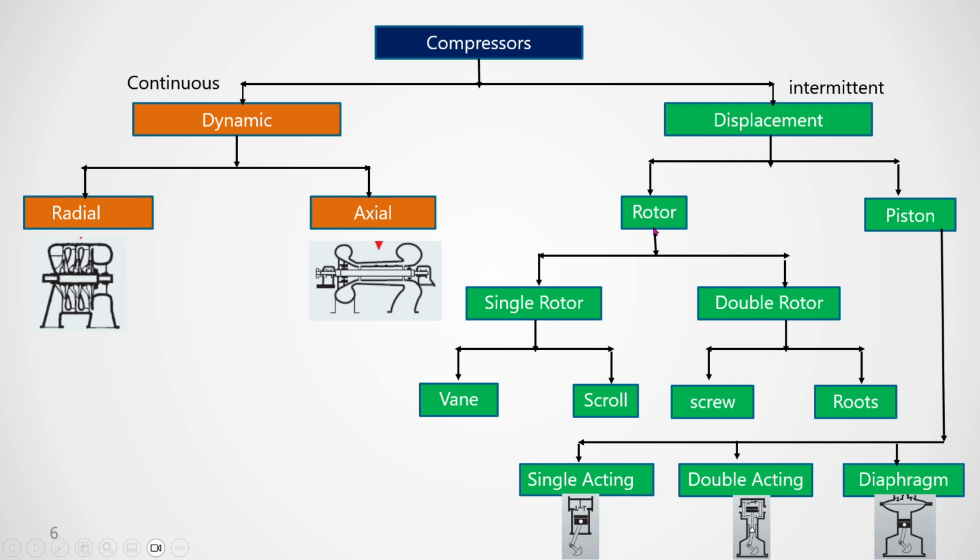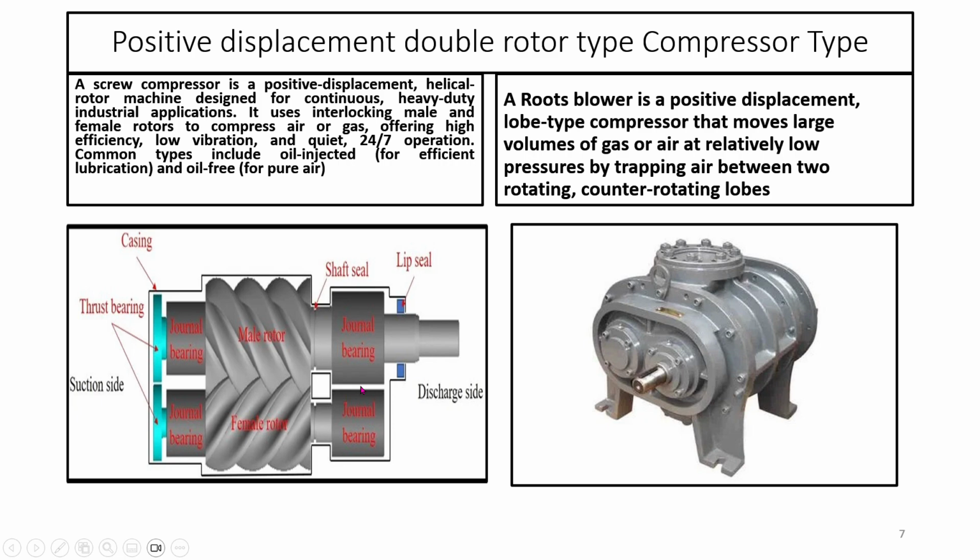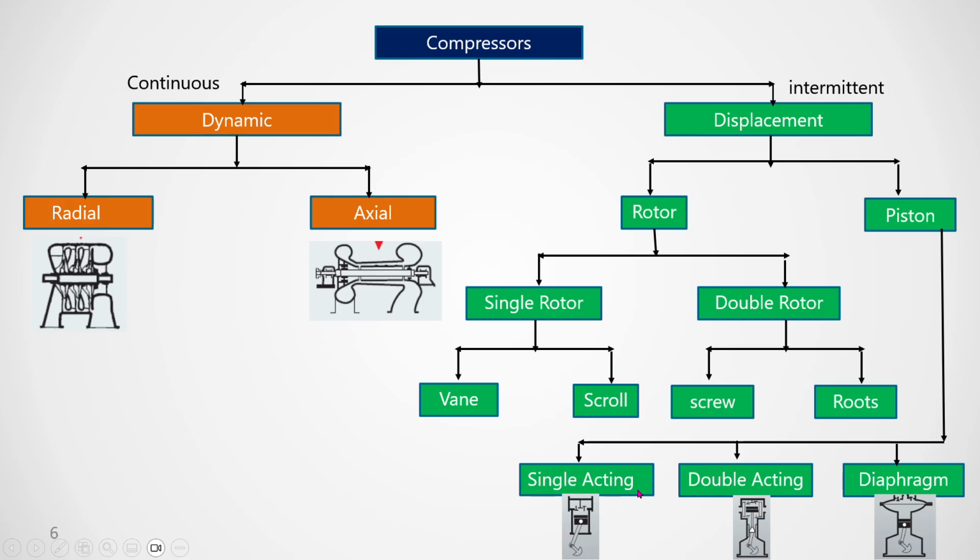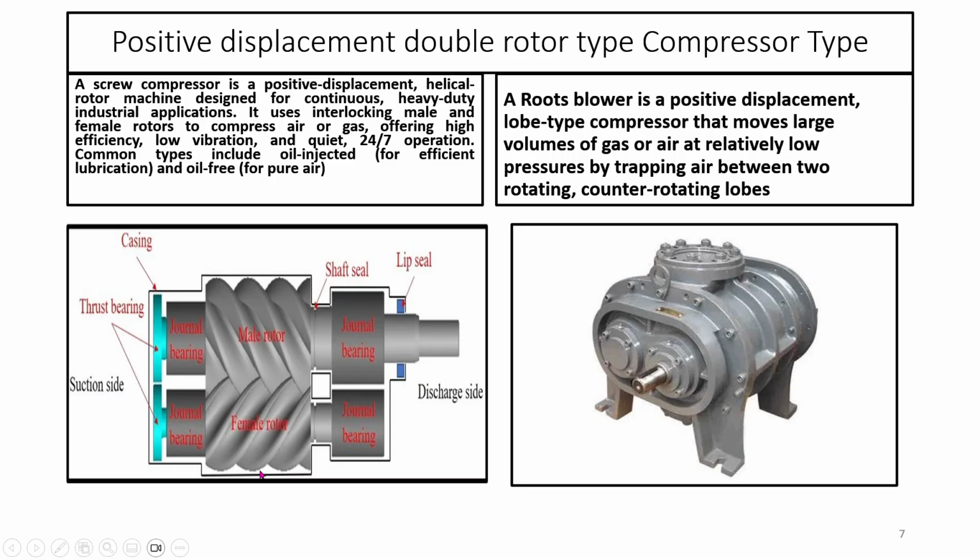And rotor type, that is a single rotor, which is vane and scroll type, or double rotor, which is screw and roots type. The double rotor can be of two types: one is lobe type or roots type, and the other is screw type. The two screws, you can see, are matching with each other. This is the journal bearing portion holding this single screw. That is the drive screw. This one is the runner screw. This one is the female screw. This is male. This is female.